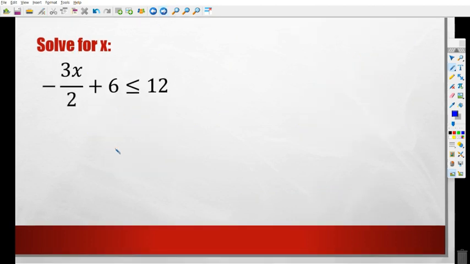Let's see if we can do this. Ooh, I see fractions. What do I think immediately? LCD. Let's go do that. We're going to get our LCD here. What I do on one side, I do on both sides. We know how to do this already.